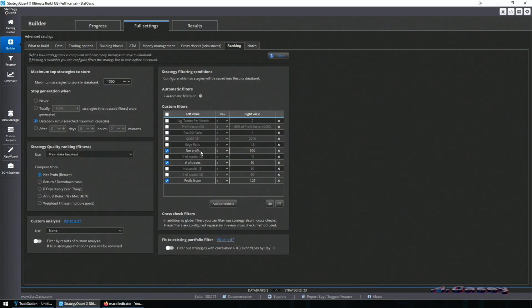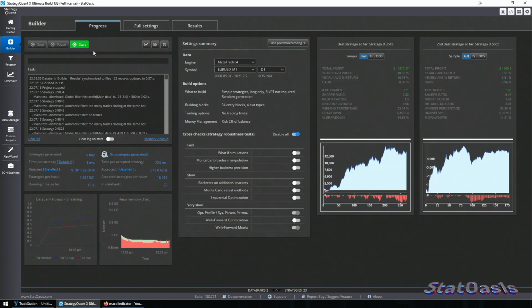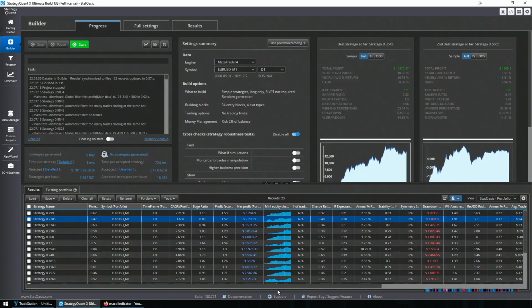Ranking, I'm only asking net profit above $500. Number of trades above 50. Profit factor above 1.25. Then we start. And I already did it.